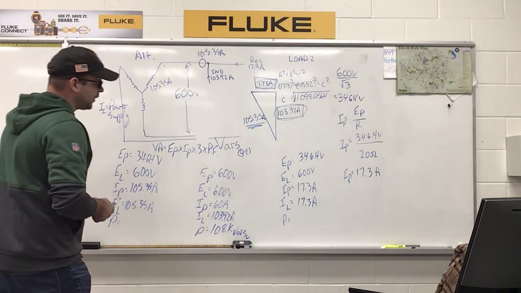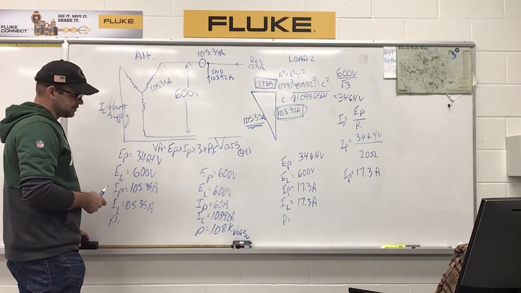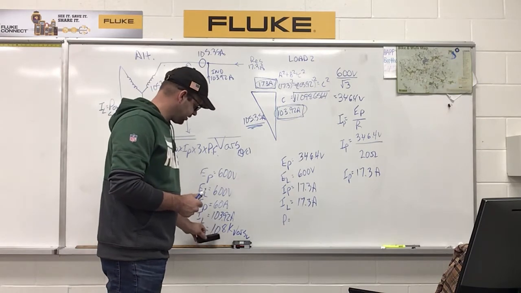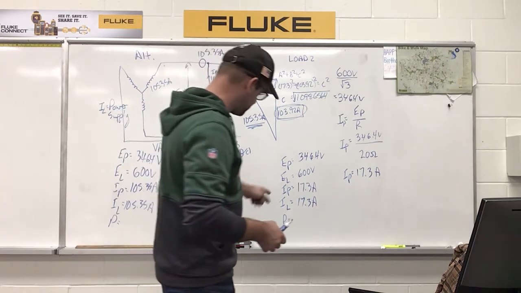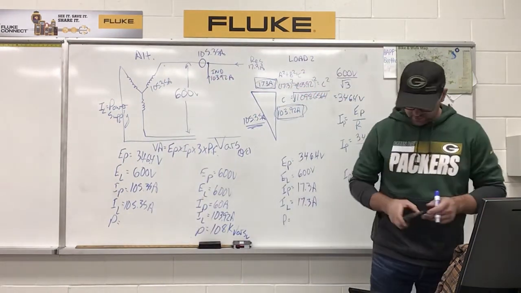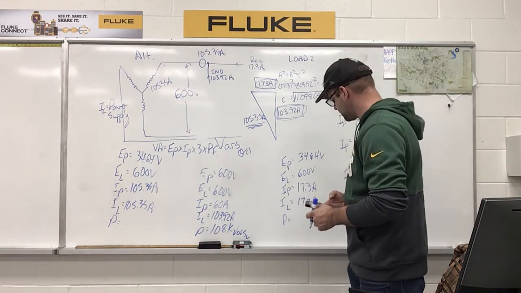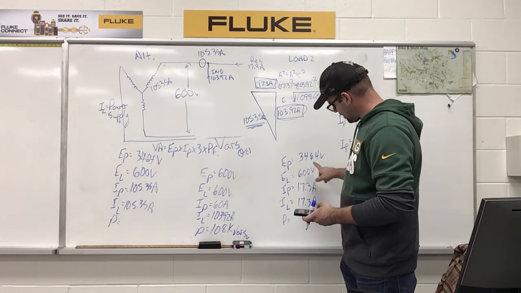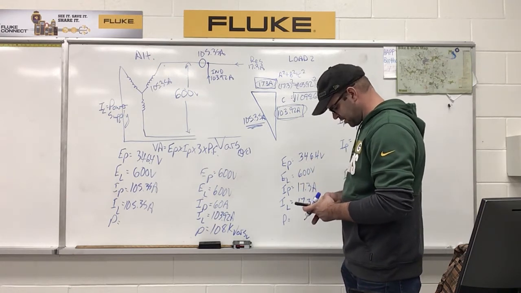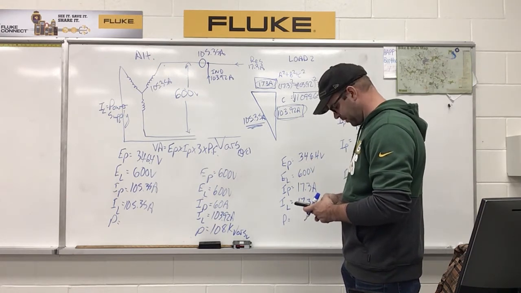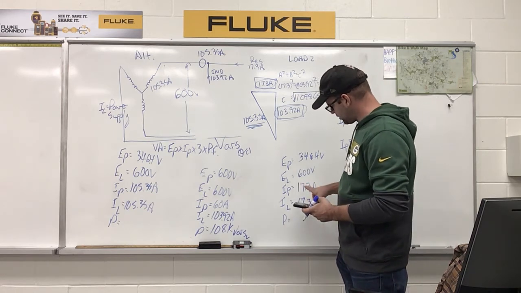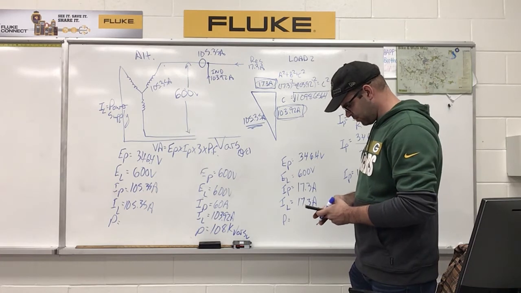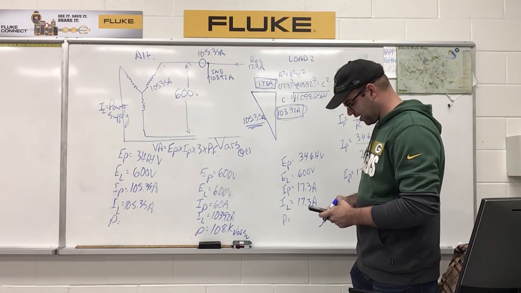Okay, let's simplify some of the things here. So we have an inductive power. Let's just calculate our resistive power first before I get rid of all this. So resistive power, we're going to do our phase voltage of 346.4 times our phase current of 17.3, and we're going to times that by 3.